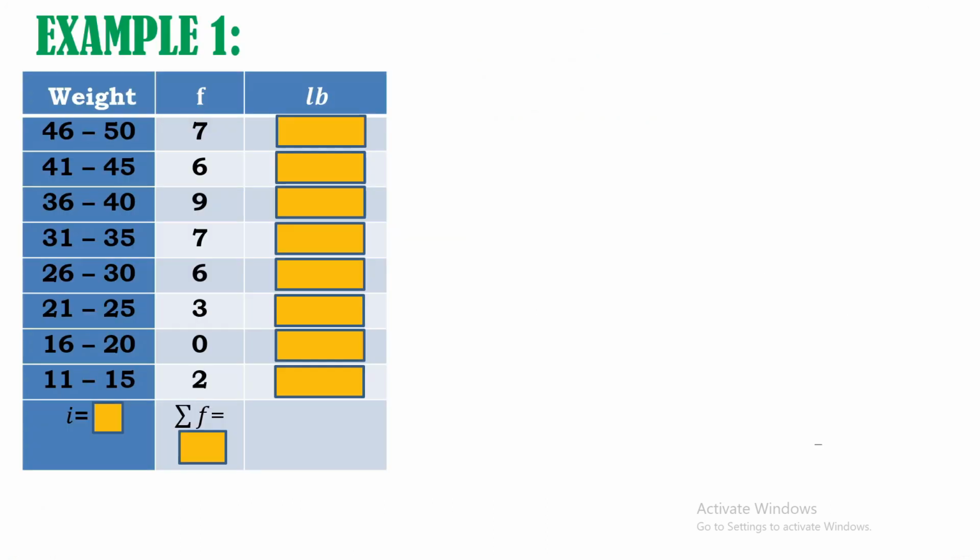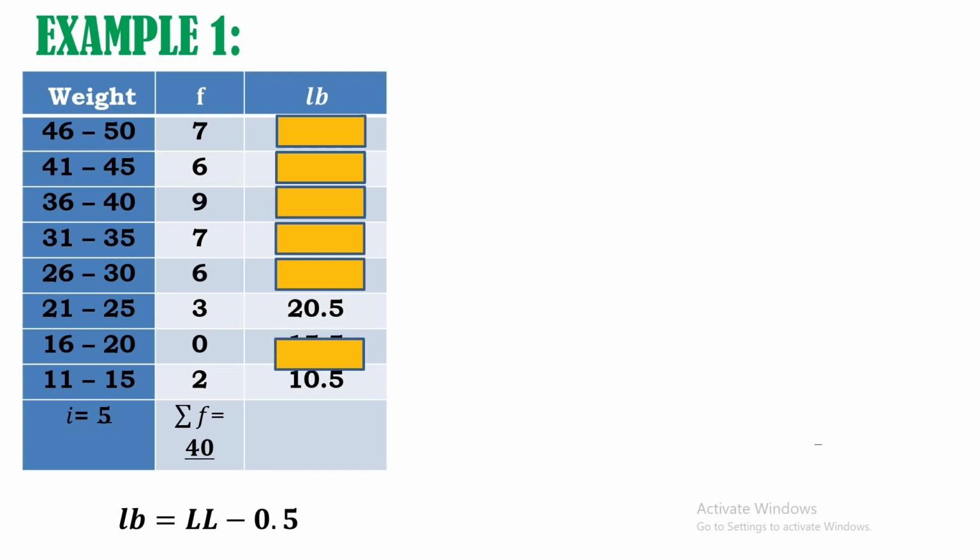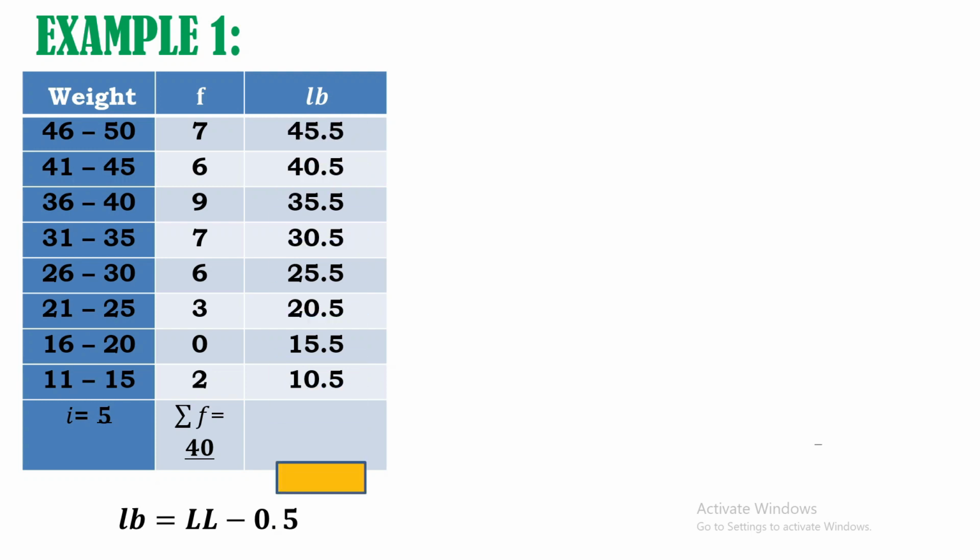Now let's have examples. Again, we have here the examples we used in finding the median of grouped data. Since we have completed the table a while back and found the values for I, summation of F, and the LB column, let's just go through it. I is 5, summation of F is 40. Then for the lower boundary, take note, we subtract 0.5 from the lower limit. So that's 10.5, followed by 15.5, then 20.5, 25.5, 30.5, 35.5, 40.5, and 45.5.